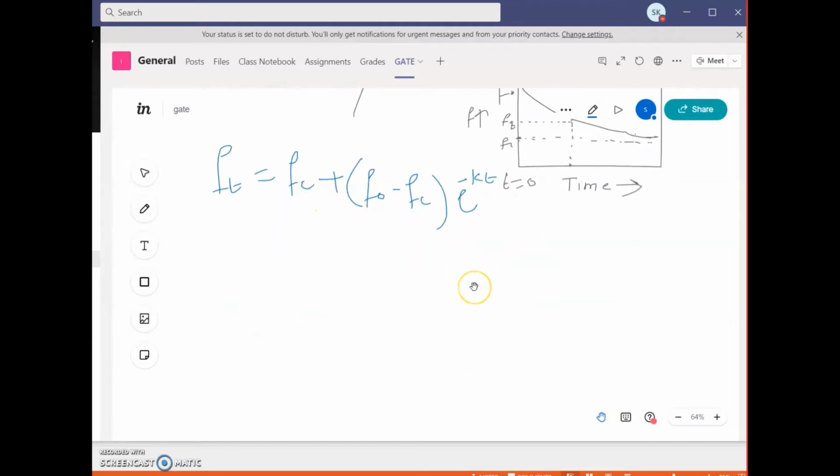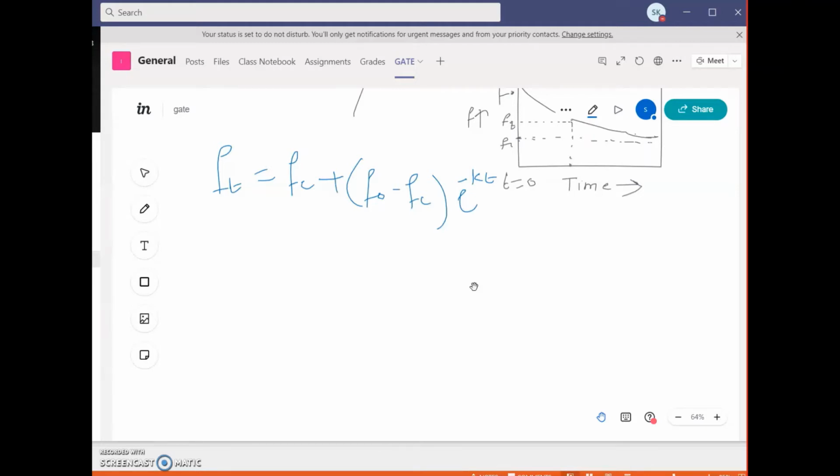So we'll solve this particular equation. F naught is the initial infiltration rate and fc is the final or constant infiltration rate. ft is the infiltration rate at time t. So we can solve this particular equation. This equation is called Horton's equation.